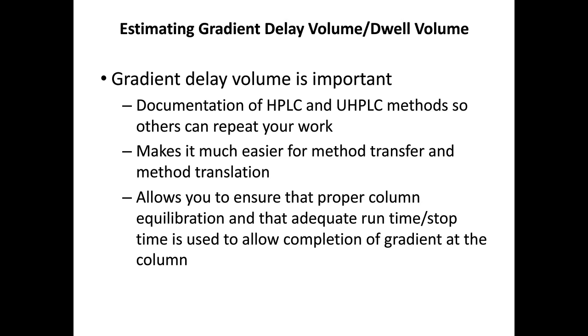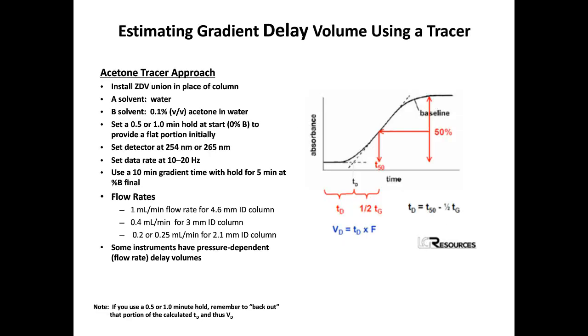This is especially important if you're doing computer modeling and generating data that's going to be used as inputs for that. Here's a little slide that describes the procedure for doing that. Again, you use the zero dead volume union. You have acetone as a tracer as your B solvent, and you carry out a no injection run where you monitor the baseline at 254, 265.